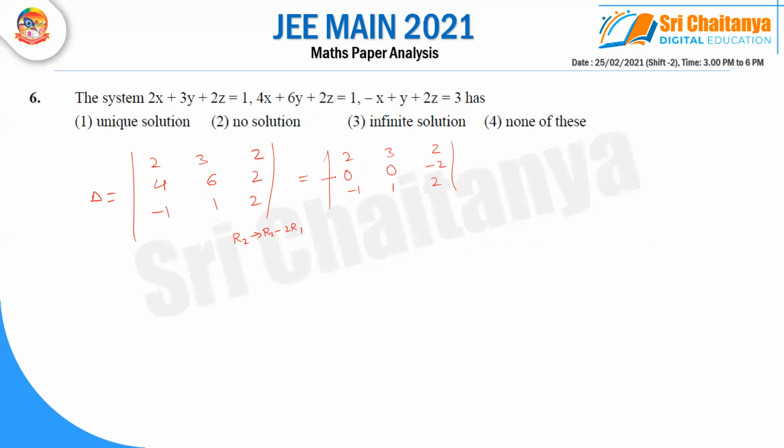If I'm expanding with this particular row, I'm getting this is not equal to 0. Here I don't need the value, I just want to check whether it is equal to 0 or not equal to 0. So I got not equal to 0, so the answer will be unique solution.